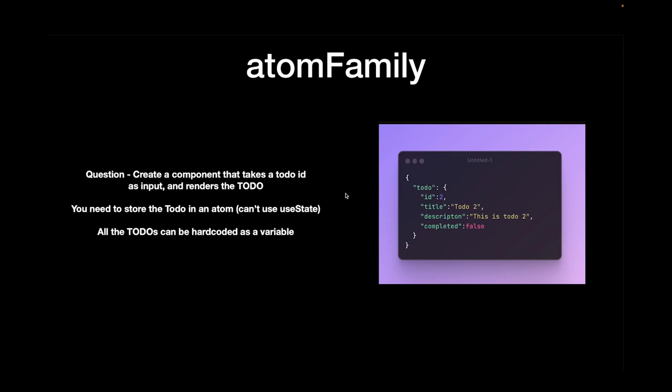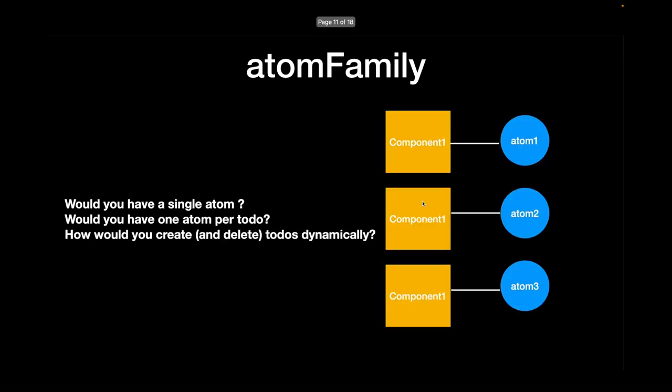How would you make sure you store values in atoms, and you create a component that takes an ID as an input and renders that to-do, basically meaning renders the to-do which has that specific ID? Would you have a single atom in this case? Would you have one atom per to-do? Or would you create and delete to-dos dynamically? How would you create and delete to-dos dynamically?